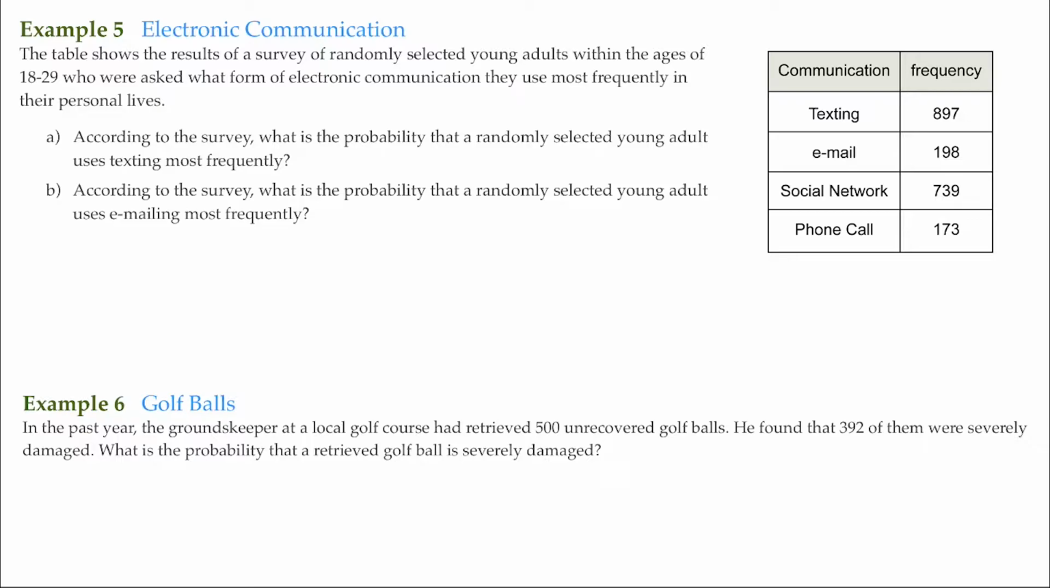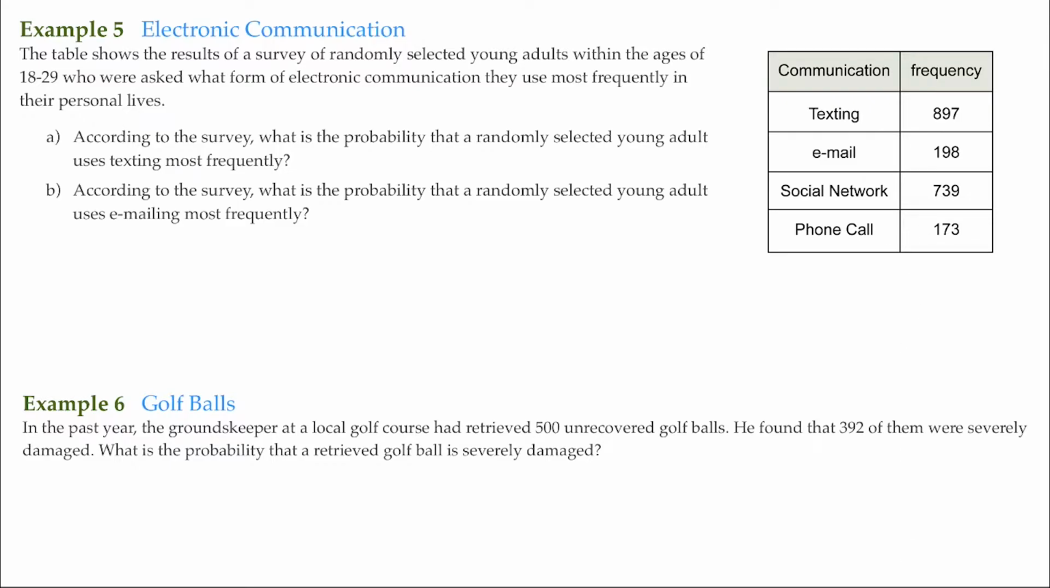So this first example says, the table shows the results of a survey of randomly selected young adults within the ages of 18 through 29 who were asked what form of electronic communication they use most frequently in their personal lives. And you can see over here from this table, it lists these 4 common forms of communication: texting, email, social networking, and of course a phone call. And then these are the individuals in the survey who responded to texting, those who said email is your most common form, 739 said social networking, and then of course we have 173 for the phone call.